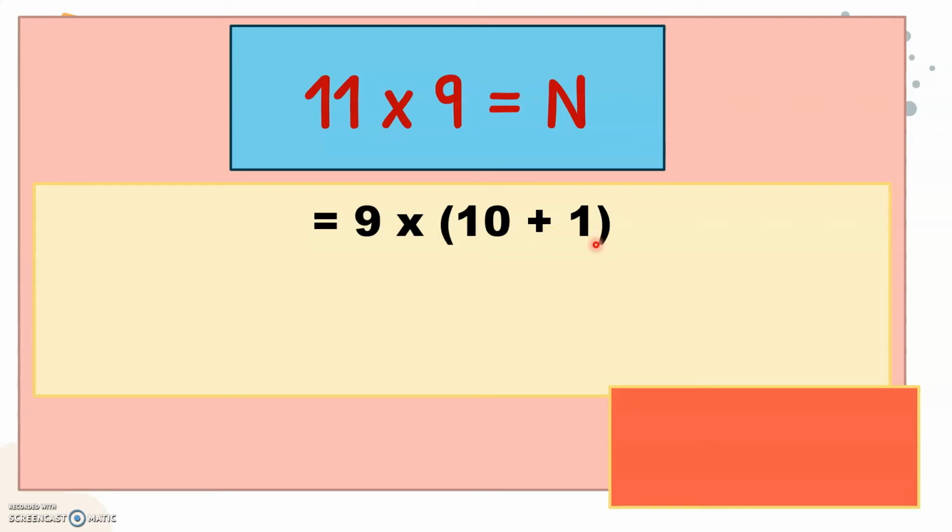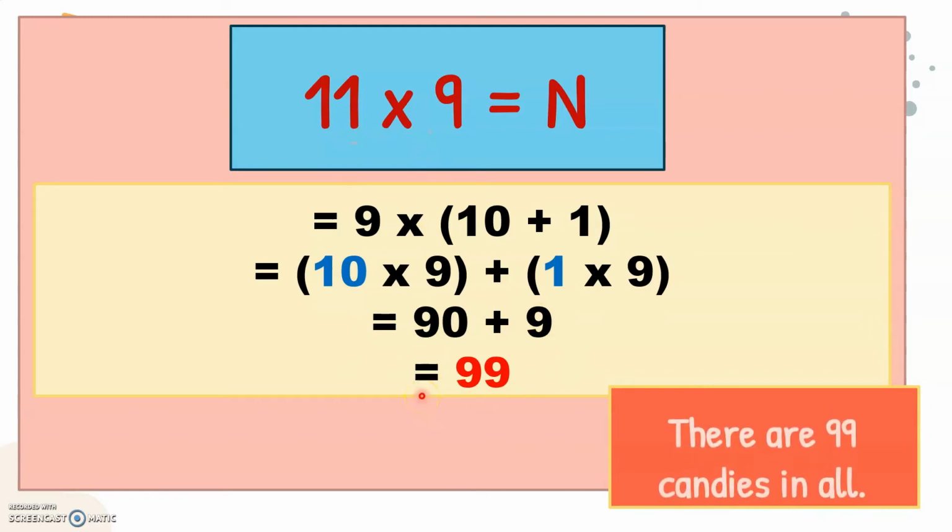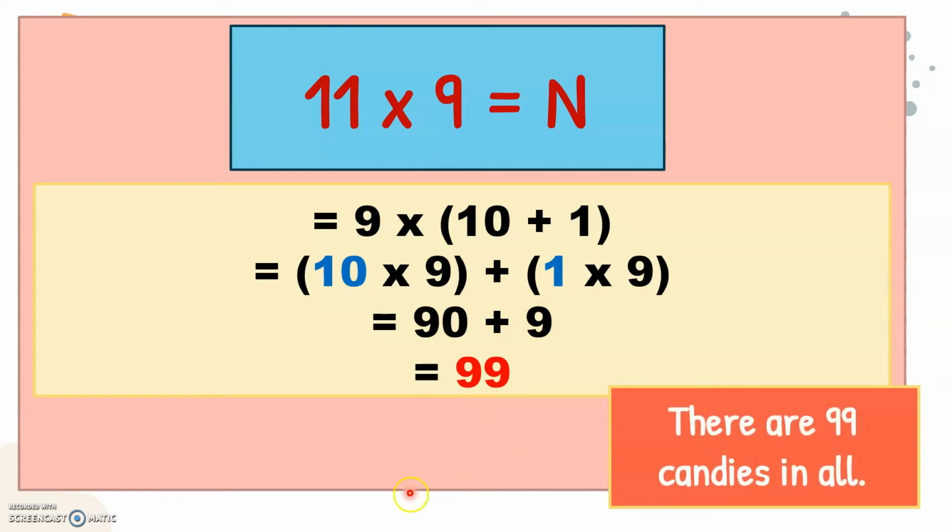Then we will multiply each addend by 9 one at a time. So we'll have 10 times 9 plus 1 times 9. Then we add the products. So 10 times 9 is equal to 90, plus 1 times 9 is equal to 9. Then 90 plus 9 is equal to 99. Therefore, 11 times 9 is equal to 99. And our final answer is there are 99 candies in all.